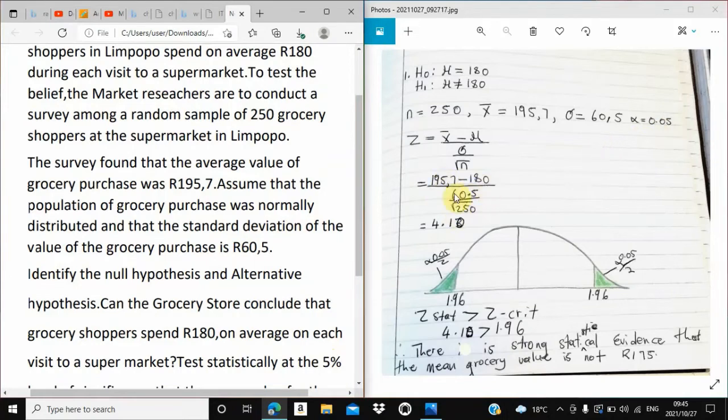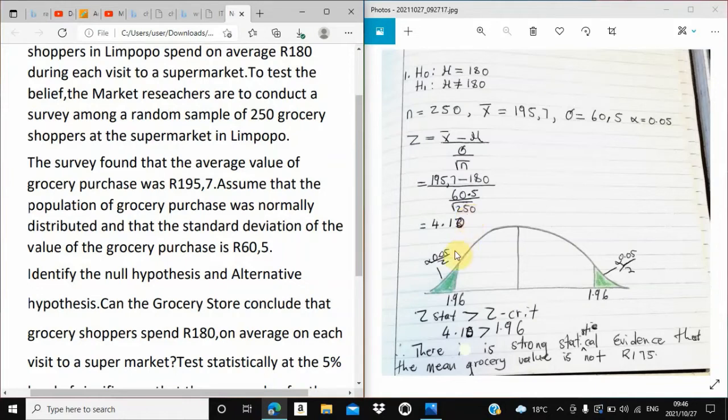Now we added the value in this formula. From there, our answer we got 4.10. This is our statistical value. Now we have to look for our z value before we conclude whether indeed this statement is true or not. How do we get our z value?